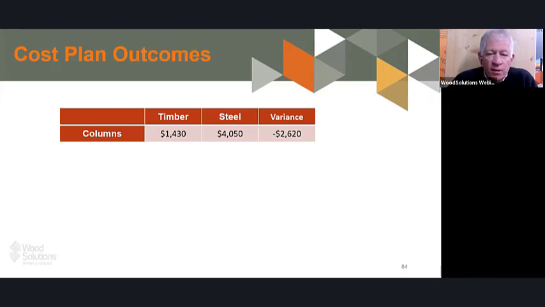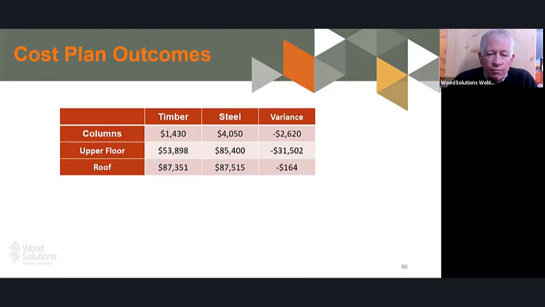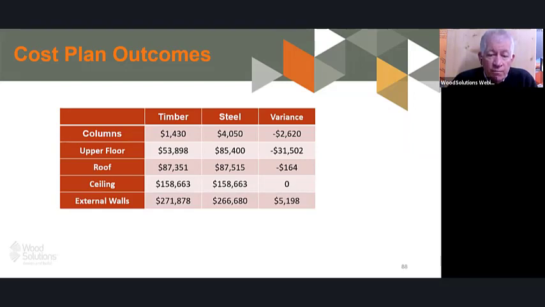So to the results, and we find that for the columns there's a slight difference in favour of the timber, and that's basically because the timber didn't require any additional fire protection. It was able to use the char resistance. Upper floors is where there was considerable difference, and again it was in favour of timber, and I'll talk more about that shortly. The roofs were identical. Ceilings were identical because the same plasterboard sizing was used. The external walls were a little bit different in favour of the steel solution, and the internal walls were also different in favour of the steel solution. I'll talk more about why that is the case.